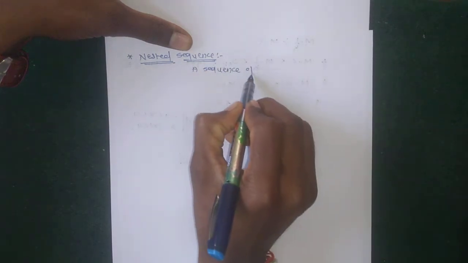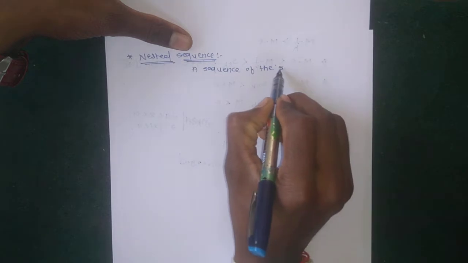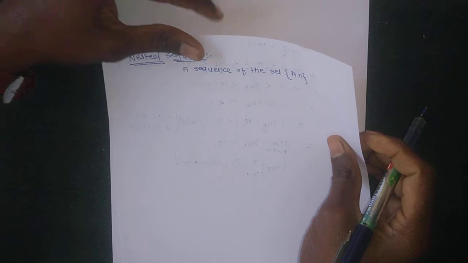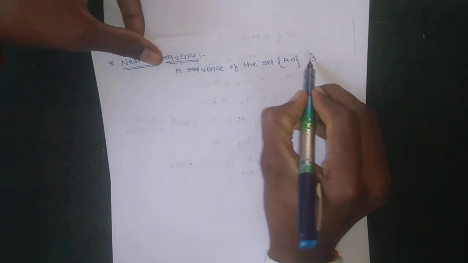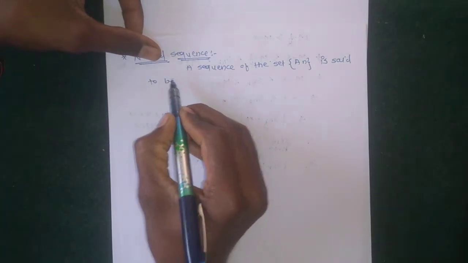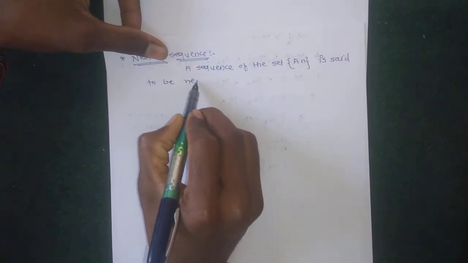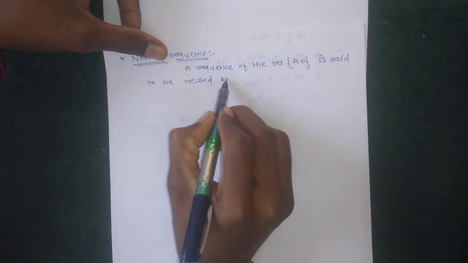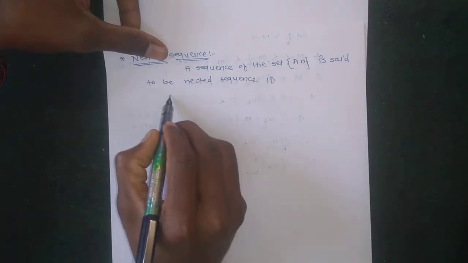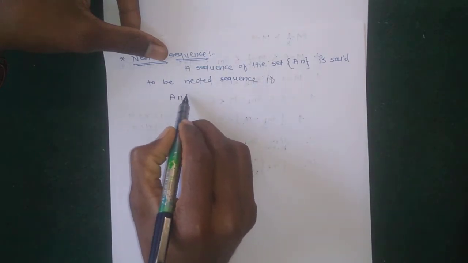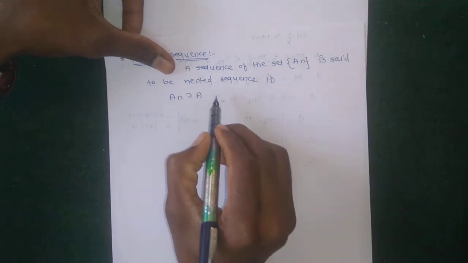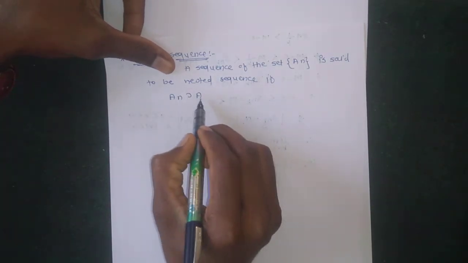A sequence of the set A(n) is said to be a nested sequence if A(n) is a subset of A(n) here.